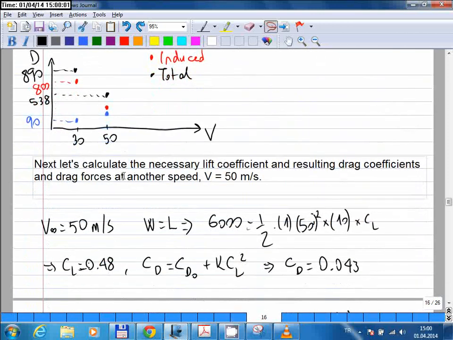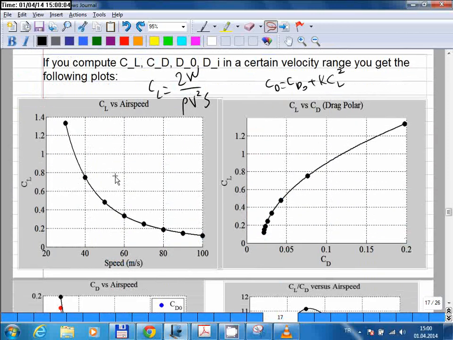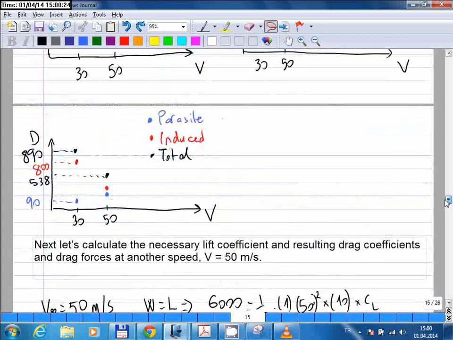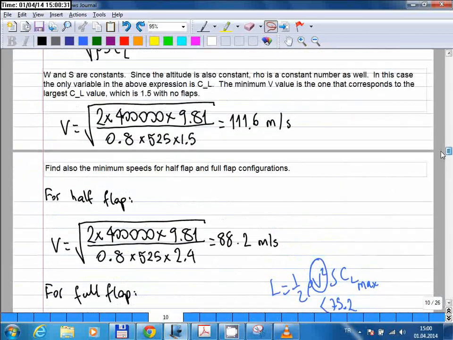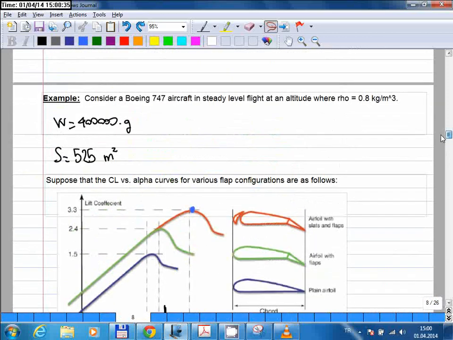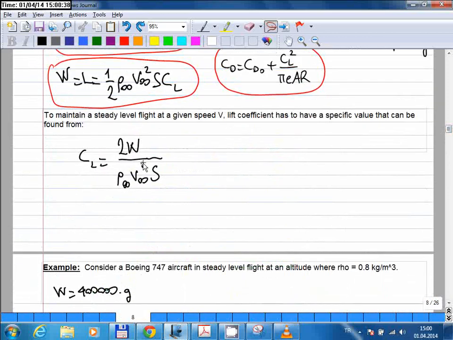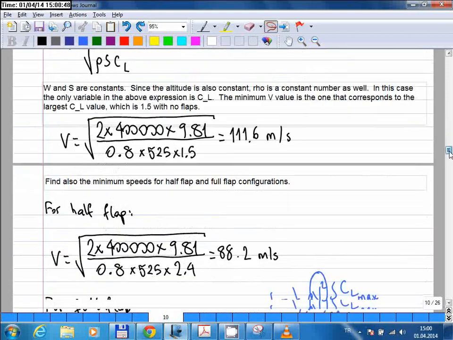Okay, so let me scroll down, and in fact I have done that before, so let me show you the data for that. So at 30 meters per second I had this much lift coefficient, and as the flight speed increases, the necessary CL value decreases, okay, which is very reasonable. If you remember the equation from which we calculate those lift coefficients, it changes inversely with the square of the speed. So as the speed increases, the CL value decreases, and the plot shows exactly that.